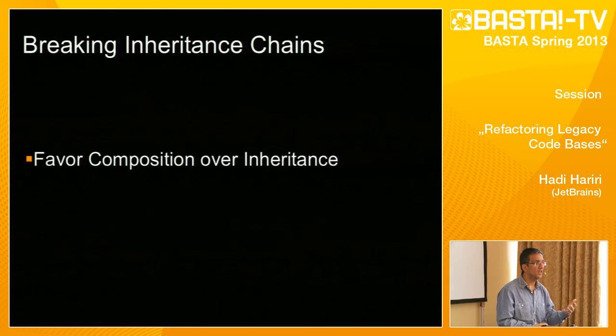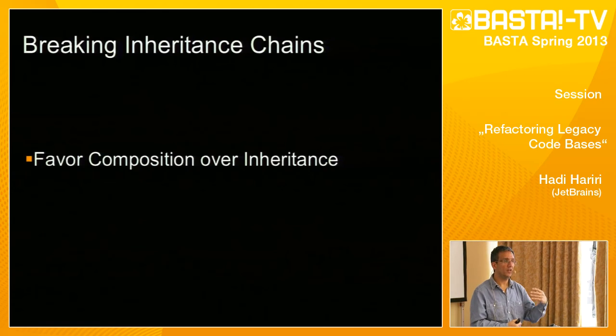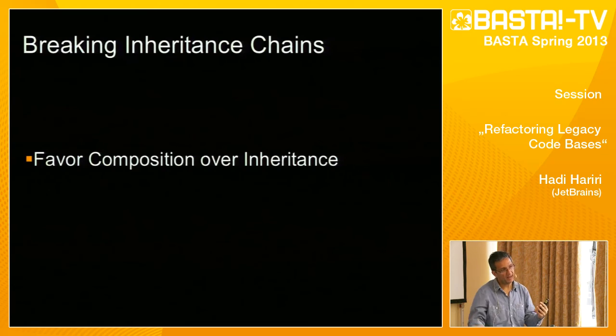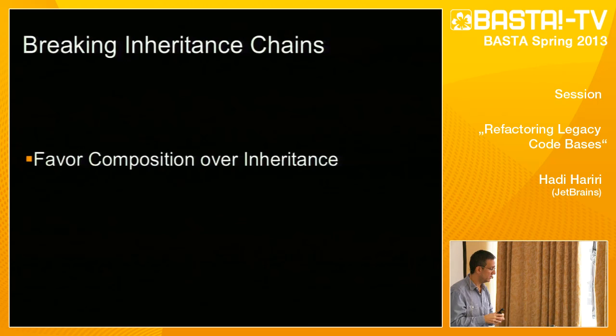And in essence, one way to avoid that and other problems you'll encounter is to try and favor composition over inheritance, because that way you can pass in dependencies as well. So instead of having one class inherit from another class to use the functionality, just pass in that dependency, pass in that functionality, as opposed to creating inheritance chains.